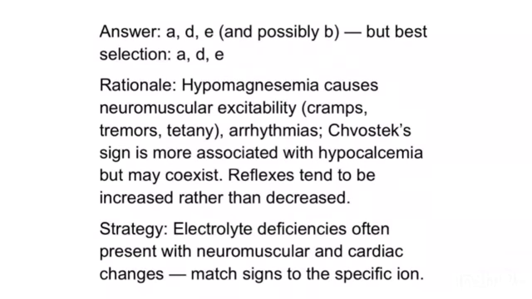Rationale: hypomagnesemia causes neuromuscular excitability, cramps, tremors, tetany, arrhythmias. Chvostek sign is more associated with hypocalcemia but may coexist. Reflexes tend to be increased rather than decreased. Strategy: electrolyte deficiencies often present with neuromuscular and cardiac changes, match signs to the specific ion.